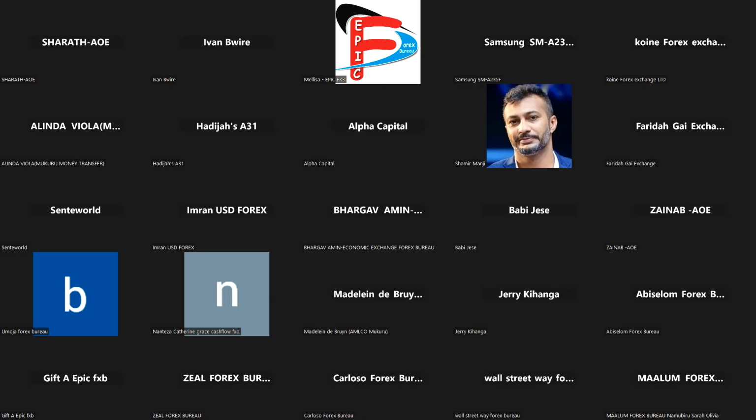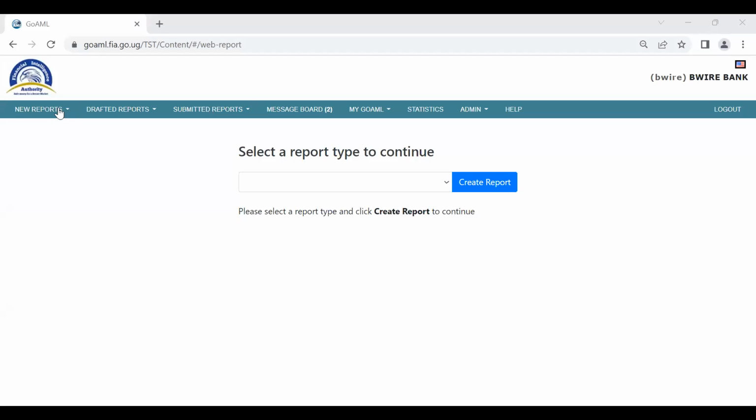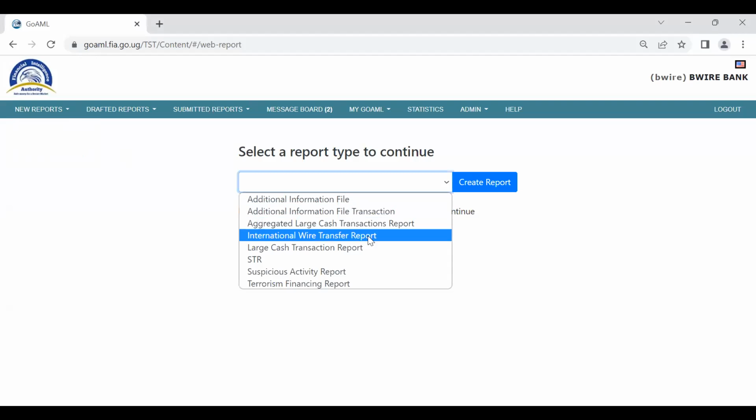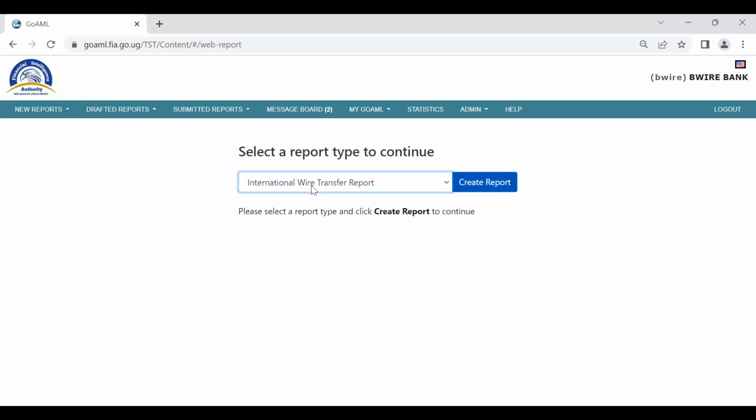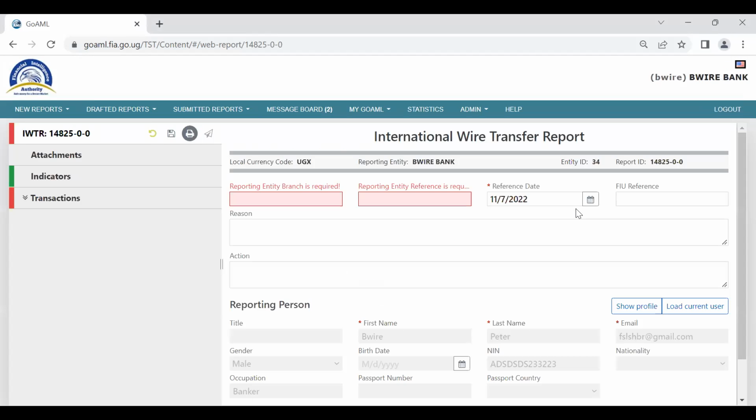Same process: you're going to come to new reports, web reports, and then here you choose international wire transfer report, and then you create the report. So we should have a screen like this. Like I said, those of Forex can follow as for large cash still, but those doing international wire transfer follow like this.